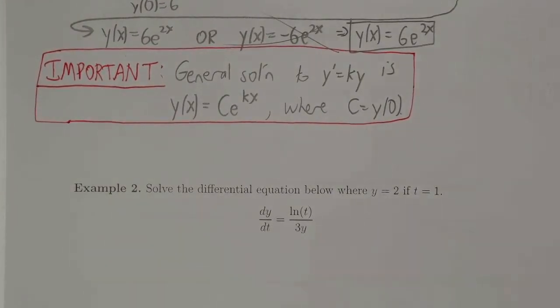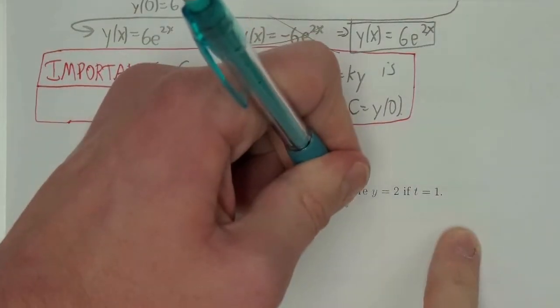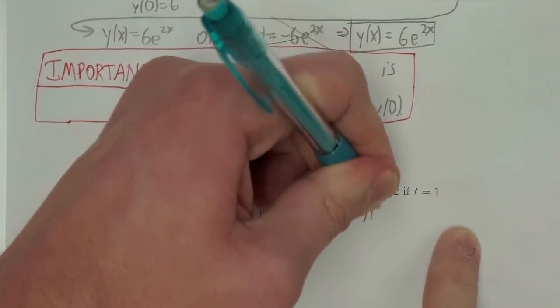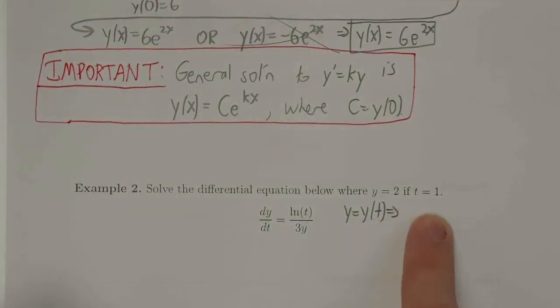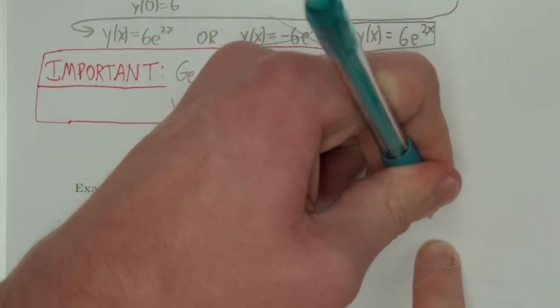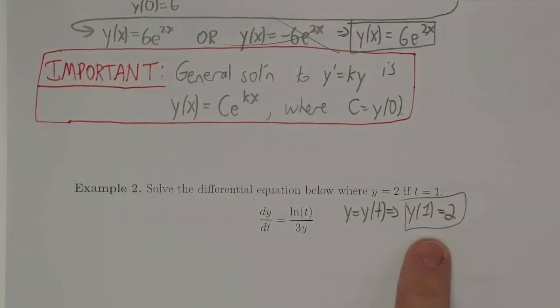Now let's move on to the next example. So now we have: solve the following differential equation below where y equals 2 if t equals 1. In other words, if we let y equal y of t here, then this data says that y of 1 equals 2. So just keep that in mind for later.